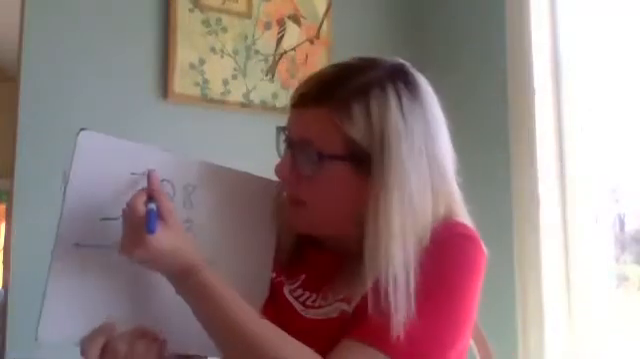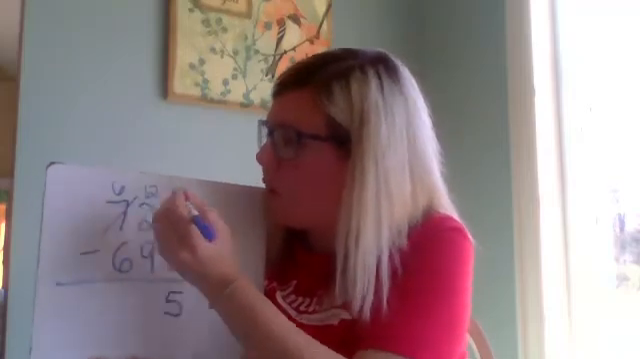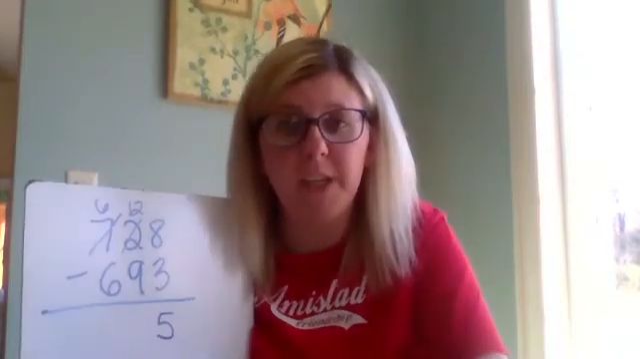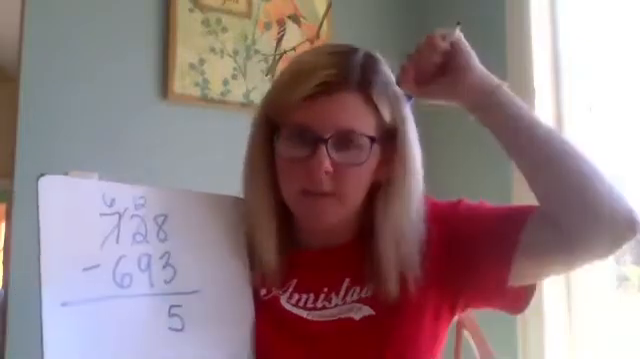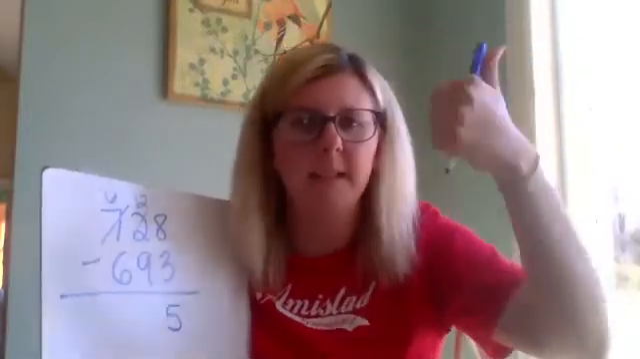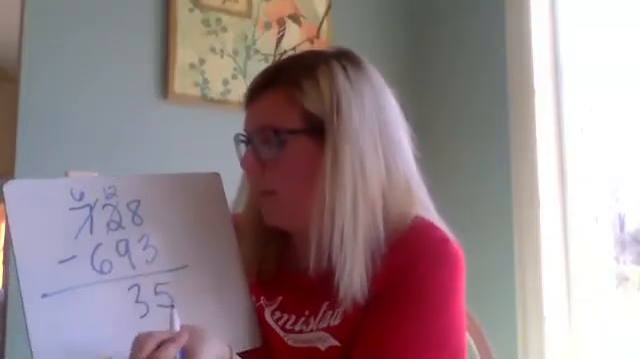Now, if I have 2 fingers, can I take 9 away? I cannot. So I need to take from my 7, make that into a 6, and my 2 into a 12 because I regrouped. If you need to do it with your cubes, make sure you do it. 12 minus 9. Well, let's count up. 9, 10, 11, 12. Took 3 fingers, so it's 3.